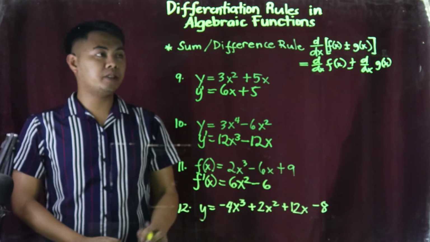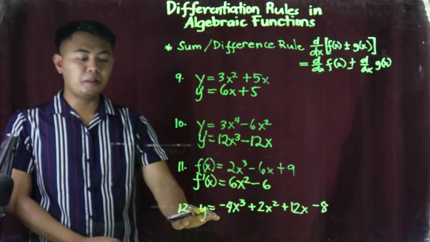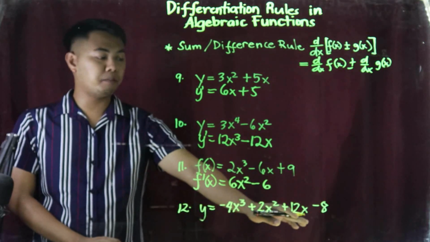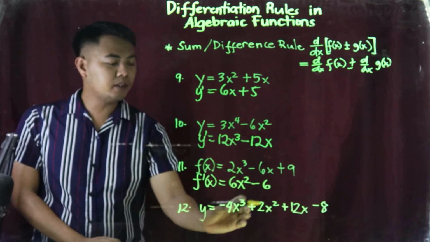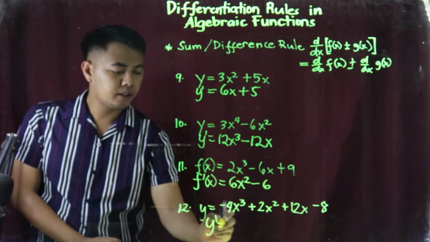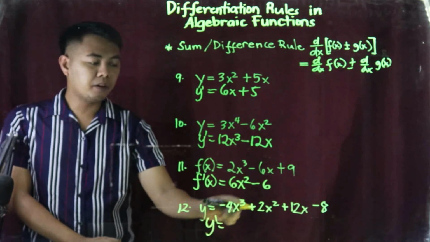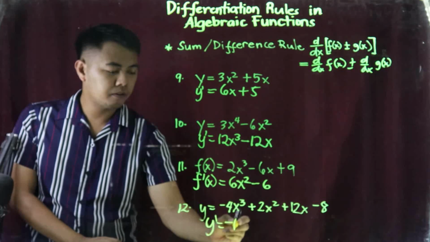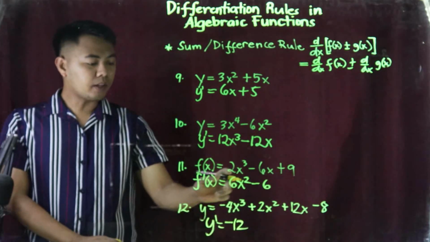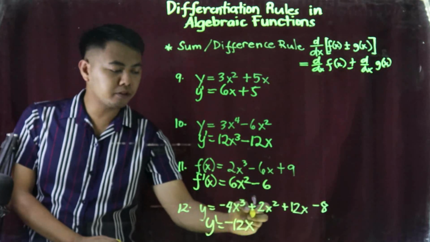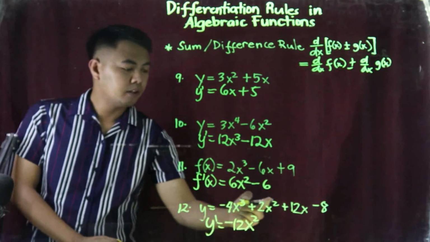And last example for this rule, example number 12. y is equal to negative 4x cubed plus 2x squared plus 12x minus 8. Just simply take the derivative of each term. So y prime is equal to negative 4 times 3, or 3 times negative 4, that is negative 12, times x, subtract 1 from the exponent, 3 minus 1, which is 2.